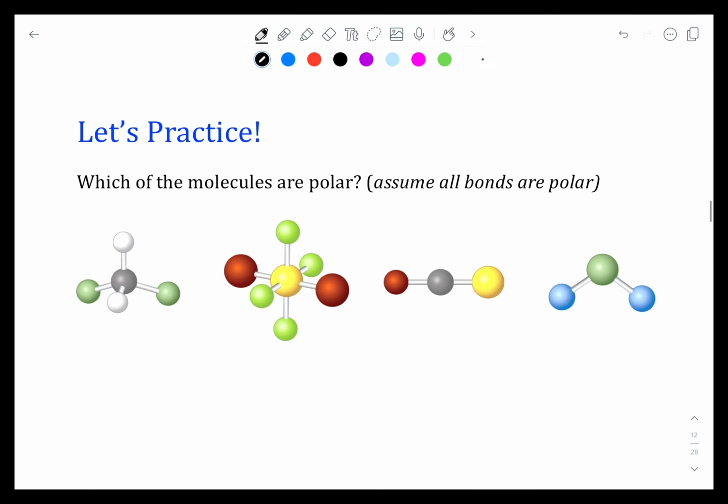Let's do a little bit more practice. This is so that we can start to visualize our individual molecules and how things are being pulled. Is it symmetric? Is it non-symmetric? Things like that. So which of these molecules are polar? And you should assume that all of these bonds are polar. So that's a polar bond. All of these bonds are polar. Okay, so take a second and pause the video. Think about this problem. Think about which ones are going to be polar or non-polar and why.